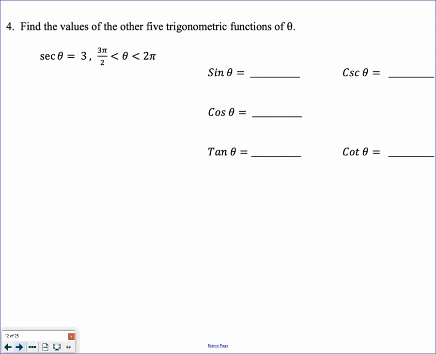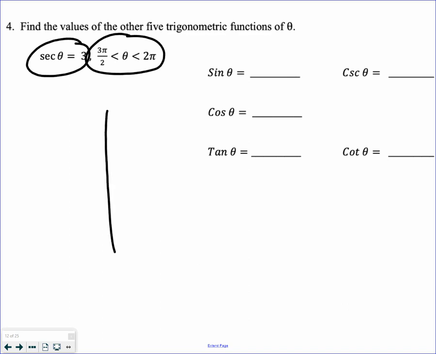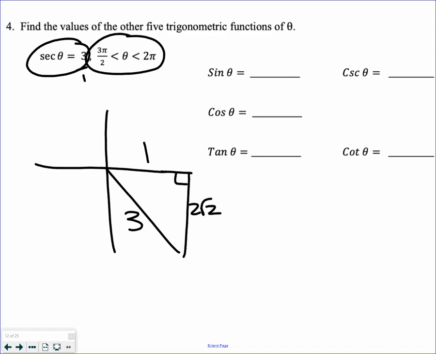All right, so now they're telling me one trig function. They're telling me where it's at, and they want to know the other trig functions. So 3π/2 to 2π is in the 4th quadrant, and secant is 3. Secant is hypotenuse over adjacent. So hypotenuse over adjacent, which makes the other side 2√2, and I probably should have shown my work. 1 squared plus x squared would equal 3 squared.